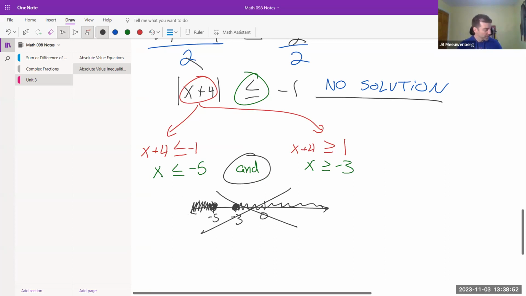And that is it for solving inequalities with absolute values.